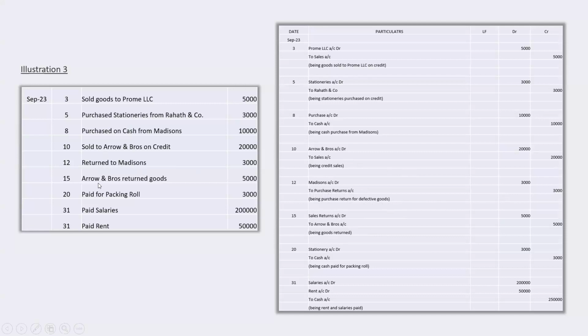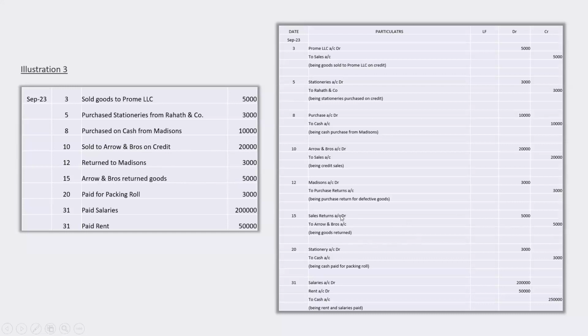Clear? And then, Arrow and Brothers returned the goods. You have sold goods worth 20,000 to Arrow and Brothers on credit. They haven't paid the amount. But out of that, they have returned goods worth 5,000. So they are obliged to pay right now only 15,000. Clear? So what is the journal entry here? Sales returns account debtor 5,000 to Arrow and Brothers account creditor 5,000.